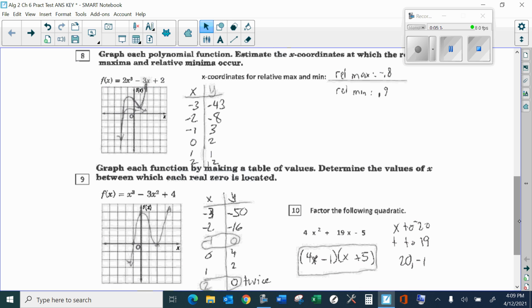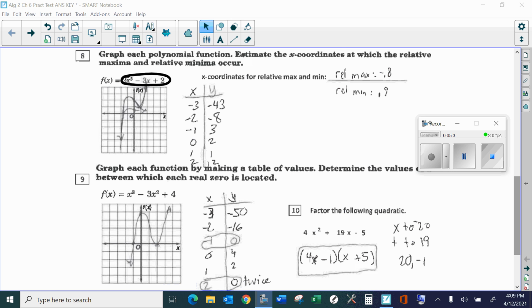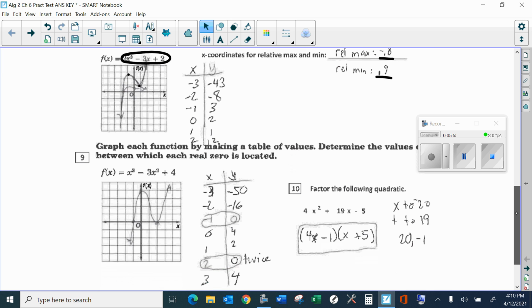Number 8, graph each polynomial function. You just plug in a graphing calculator. Okay. I made an XYT chart, but you can just type in your graphing calculator and plot the points based off of that. Estimate the x-coordinate at which the relative maximum or minimum occur. Notice it's just the x-coordinate, not the y-coordinate, not the point. So relative max is right there and relative min is right there. Again, you can get this right off your graphing calculator and you just name the x-coordinate. It's negative 0.8 and positive 0.9. Okay, second calc number 5, or that's intersection calc, and you look for like minimum or maximum. You can use that to get those.